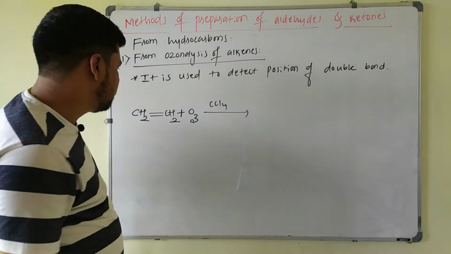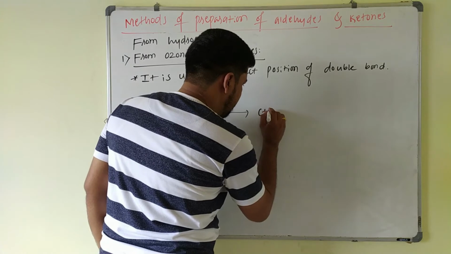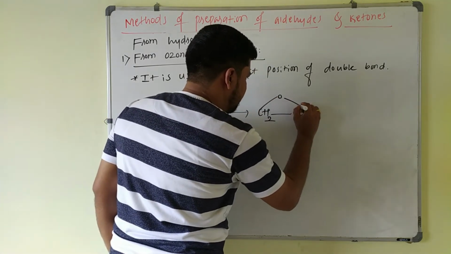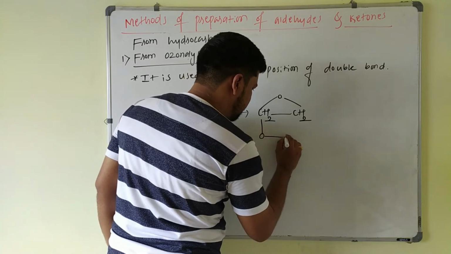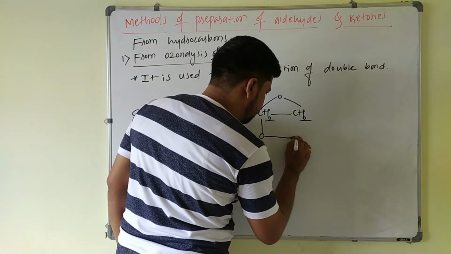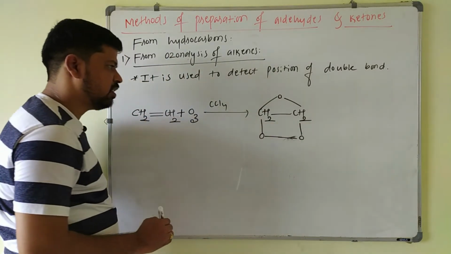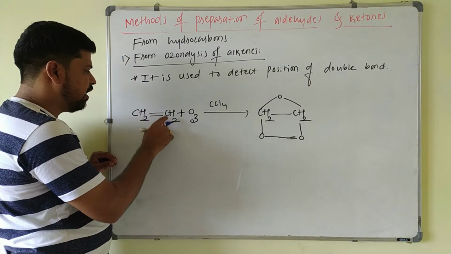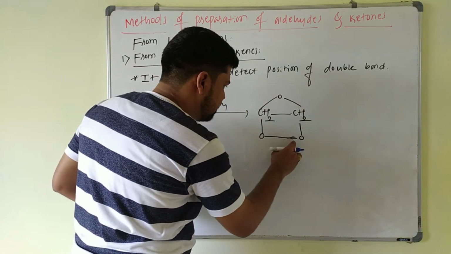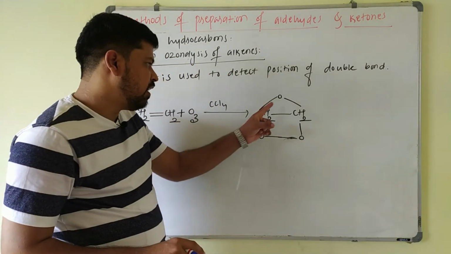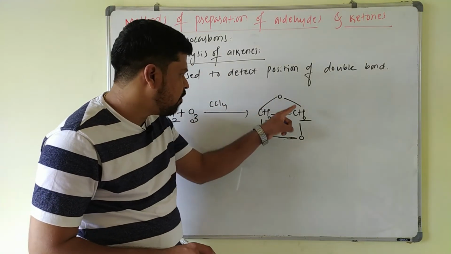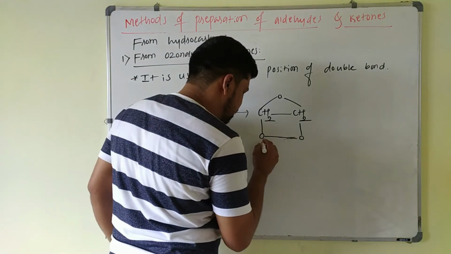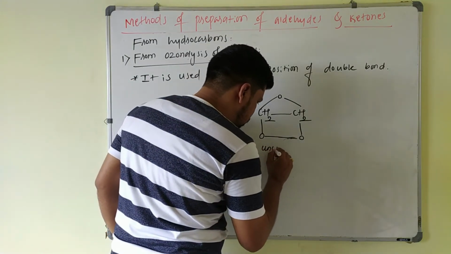Then it will form what? That is a 5-membered unstable ozonide. It will form a 5-membered ring like this. The 3 oxygen atoms are added like this. You just have to break one bond, the pi bond, and it will form a 5-membered ring like this, and this is called an unstable ozonide. It is unstable because this carbon is having 5 bonds, you see here. Since the carbon is having 5 bonds, this is unstable. This is your unstable ozonide.